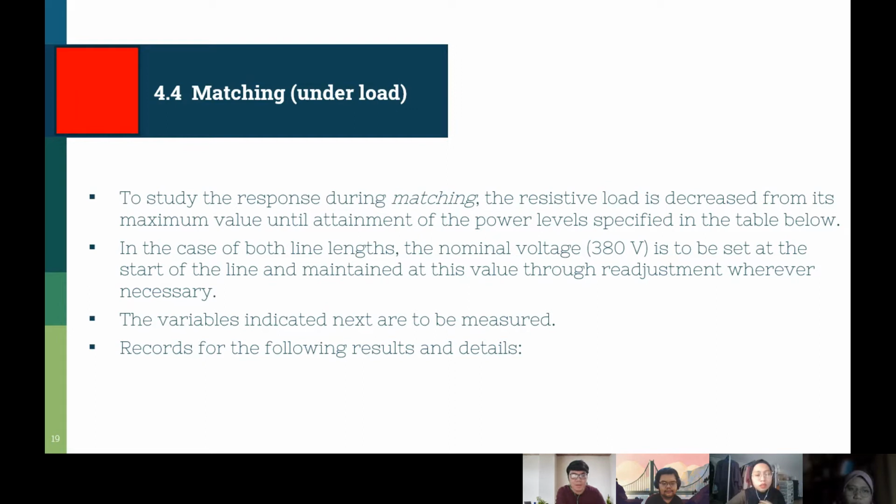Okay, I'm Mark Maxtin and I will present about the matching under load. To study the response during matching, the resistive load is decreased from its maximum value until the attainment of the power level specified in the table below. In both line lengths, the nominal voltage of 380 volts is to be set at the start of the line and maintained at that value through readjustment whenever necessary. The variables indicated next are to be measured. Record the following results and details.